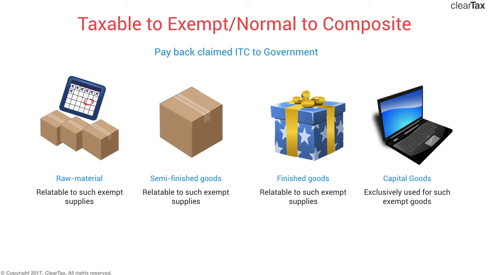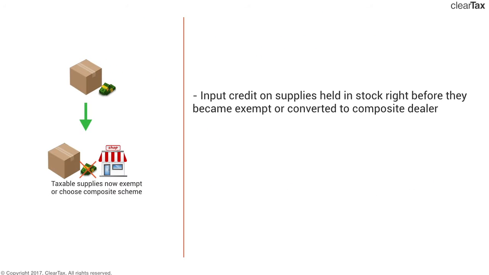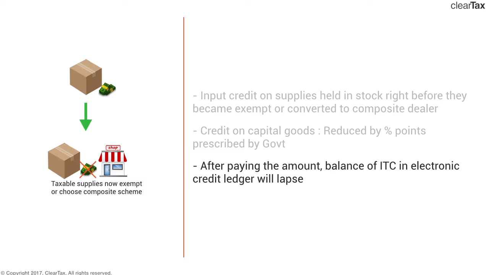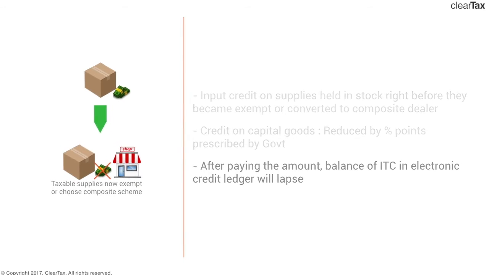3 points that you'll have to keep in mind for this situation: input tax credit on supplies which are held in stock right before these goods became exempt or right before the dealer converted to composition scheme. The input tax credit on those supplies will have to be paid back to the government. The credit on capital goods, as we've seen before, would be reduced by a percentage point which the government would prescribe from time to time. After the taxpayer has paid back this amount to the government, the balance of input tax credit in his electronic credit ledger would lapse. He will no longer be able to claim it against output tax liability.